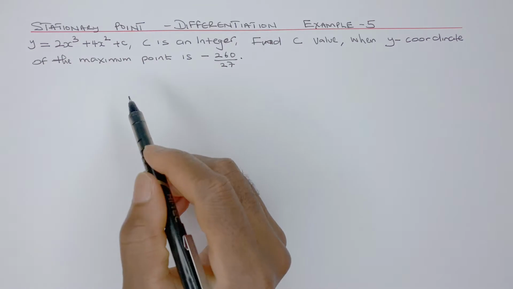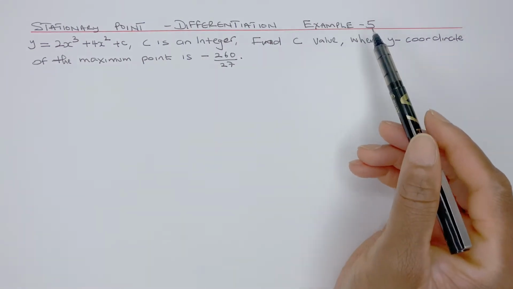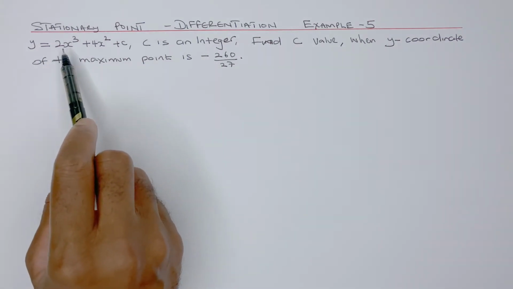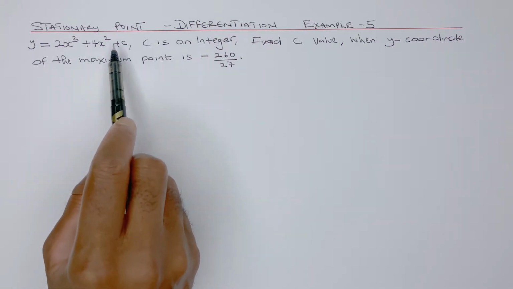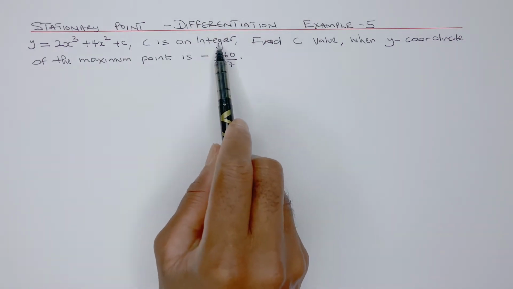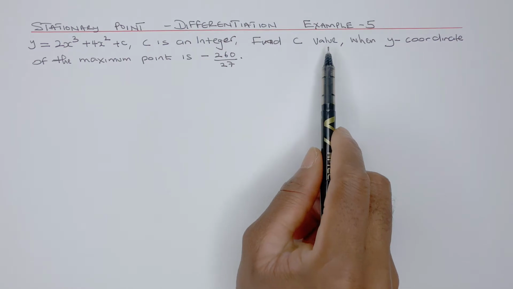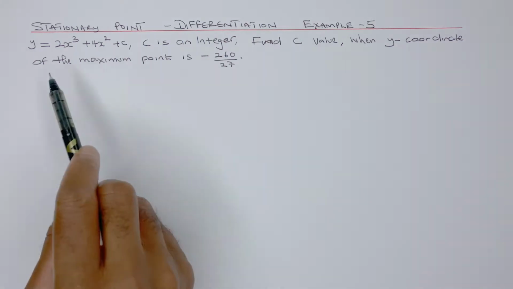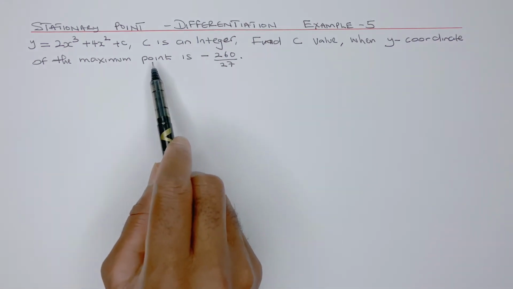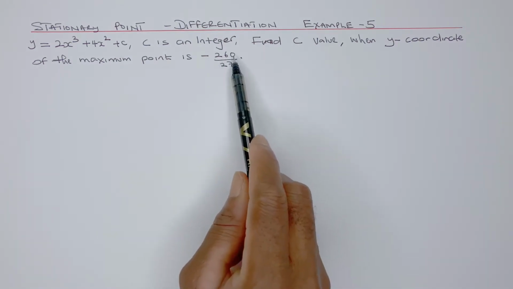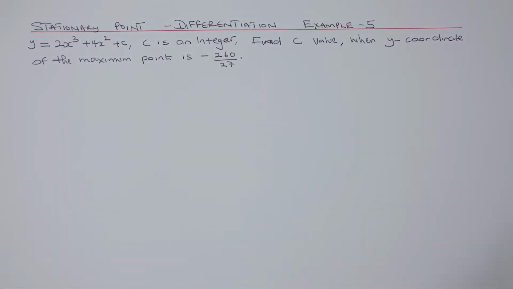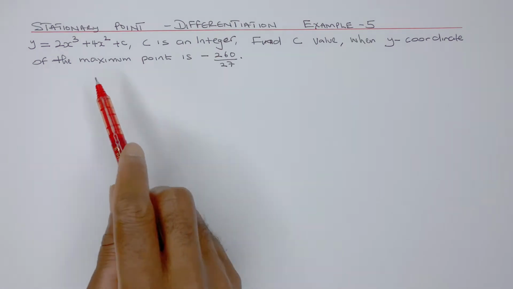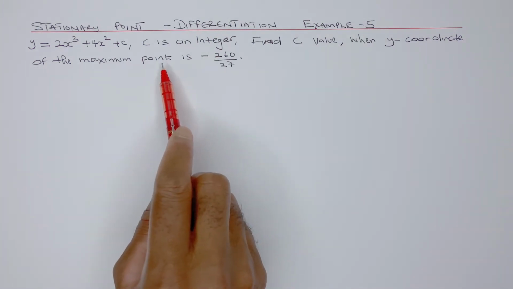Stationary point. Differentiation example 5. Y equals 2x cubed plus 4x squared plus c. C is an integer. Find c value when y coordinate of the maximum point is minus 260 over 27. So the clue to this question is the maximum point.